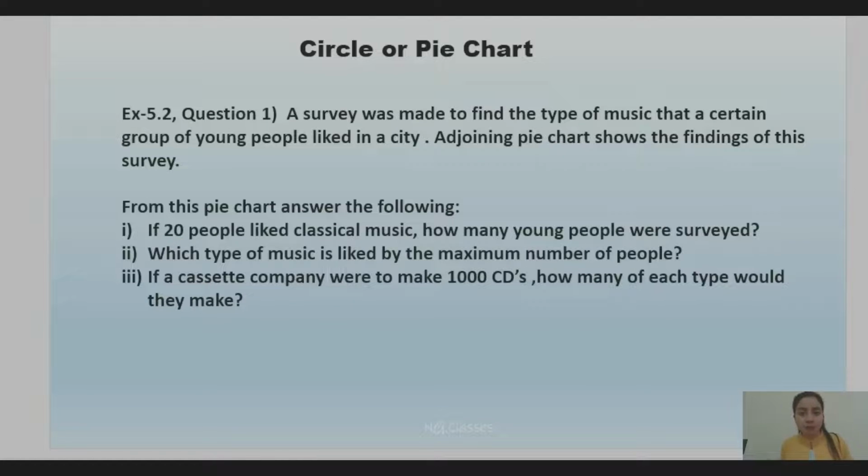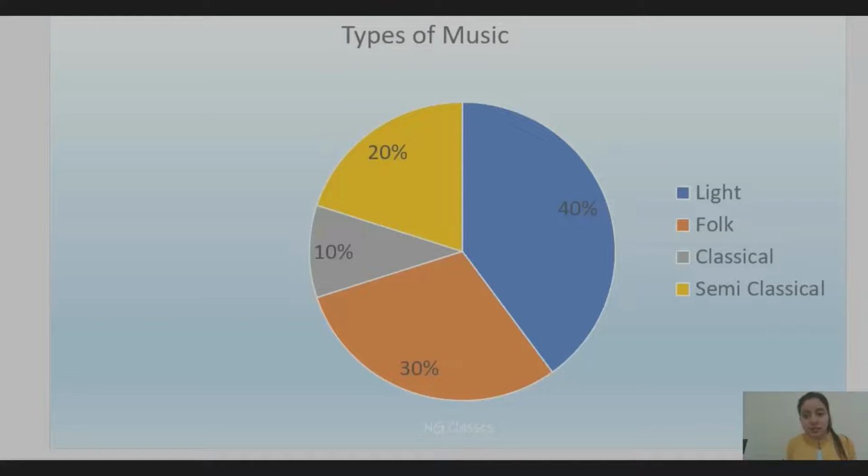If the number of people who like classical music is 20, we need to find the total number of people. So, let's come to the pie chart. See, classical music. What's the percentage of people who like classical music? It's 10%, right? In percentage, it is 10%, and in number, according to the question, it is 20.